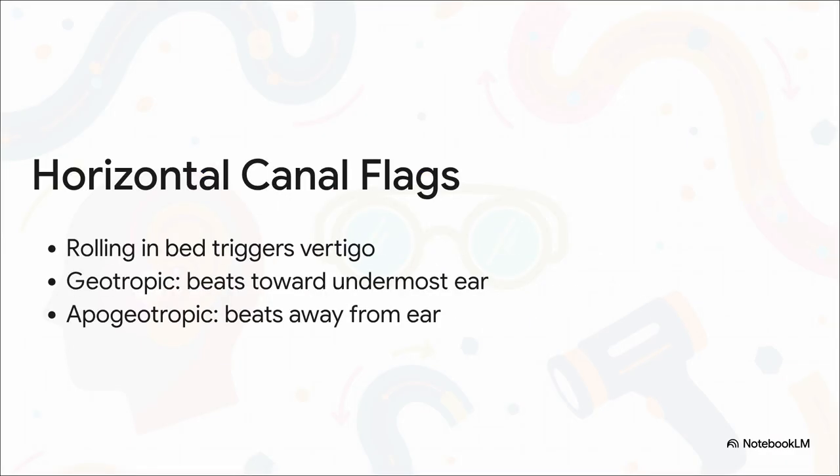Moving on to the horizontal canal flags. If a patient keeps emphasizing that rolling in bed is their main trigger, you've got to be on high alert for 2 distinct nystagmus patterns during your supine roll test. First is geotropic, where the nystagmus beats toward the undermost gravity-dependent ear. That tells us we're dealing with canalithiasis, or free-floating particles.